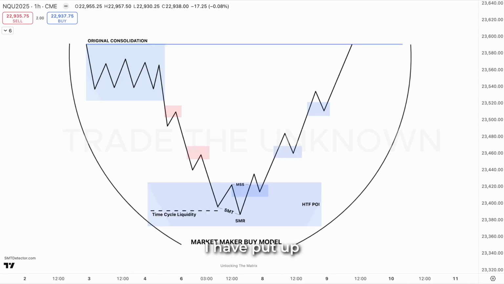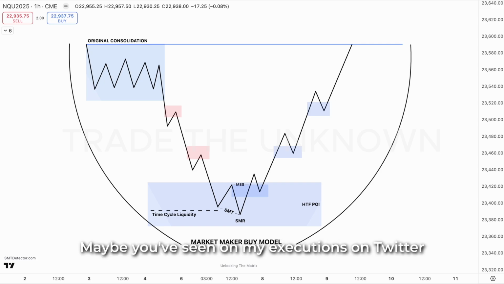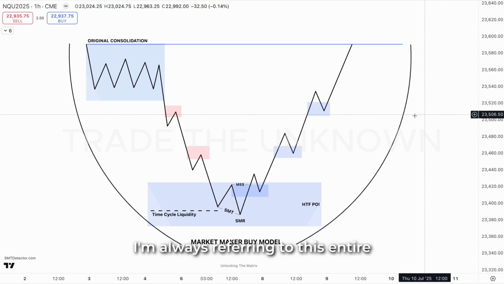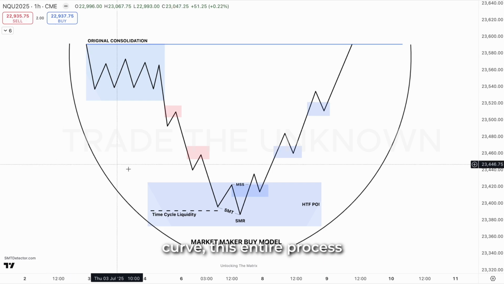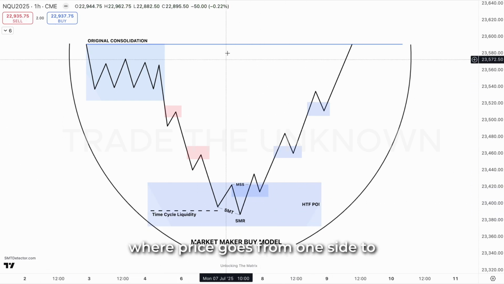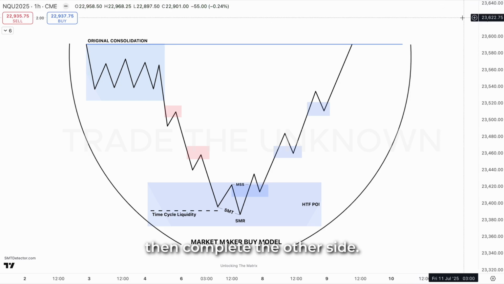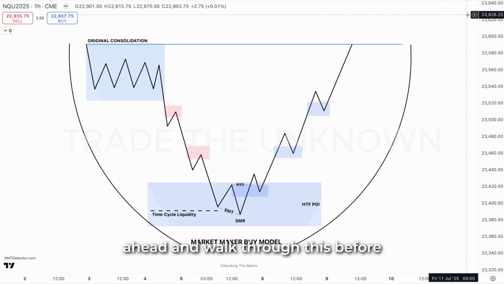I have put up this schematic of a market maker buy model. Maybe you've seen on my executions on Twitter when I put, NQ market maker buy model, I'm always referring to this entire curve, this entire process, where price goes from one side to then complete the other side. And we're just going to quickly go ahead and walk through this before going to some actual examples.